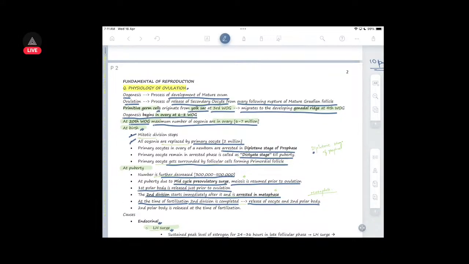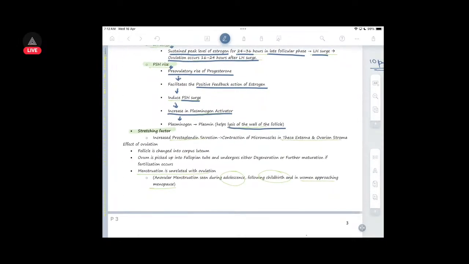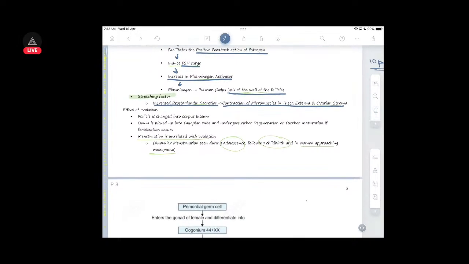This is ovulation. Oogenesis begins at 6 to 8 weeks of gestation. The stretching factor is there, which is increased prostaglandin secretion, causing contraction of smooth muscles in the theca externa and ovarian stroma. This is the stretching factor. Effect of ovulation: the follicle is changed into corpus luteum, the ovum is picked up into the fallopian tube and undergoes either degeneration or further maturation if fertilization occurs. Menstruation is unrelated to ovulation. Anovulatory menstruation is seen in adolescents, following childbirth, and in women approaching menopause.